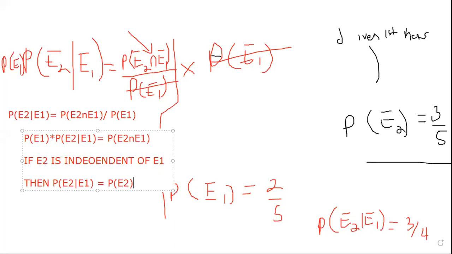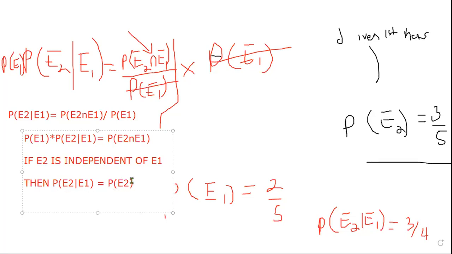Now, this will happen in the case where we replace the ball. So if you take the first ball out, and then you replace it, the second one will not depend on the first one because the number of balls will still be 5. You understand? So that is a typical scenario of independence.